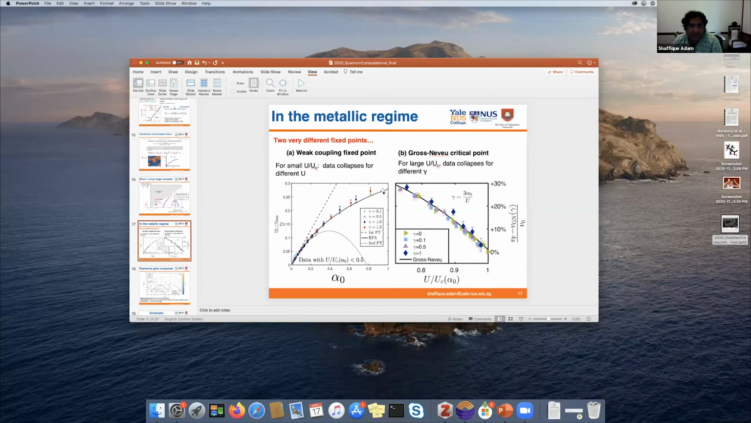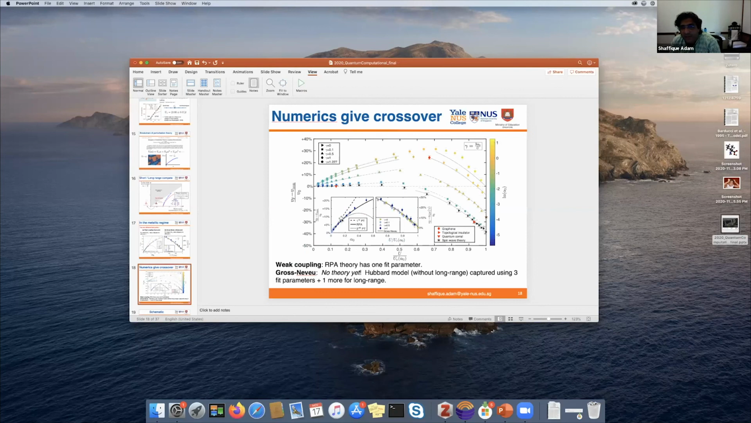So maybe I just go to the next slide. The RPA will start failing not too far. Once the coupling U is about 0.3, the RPA starts failing after that. So again, only for weakly interacting systems does the RPA do very well, and I think it's expected to do well for weakly interacting systems.